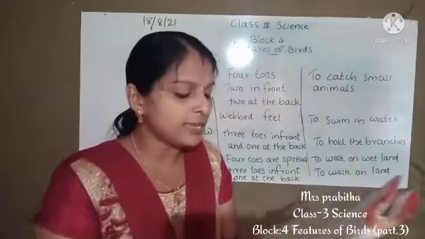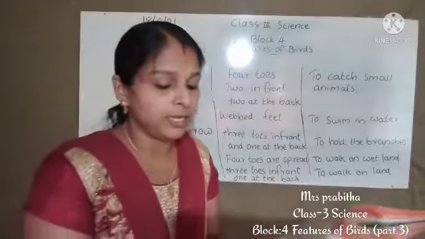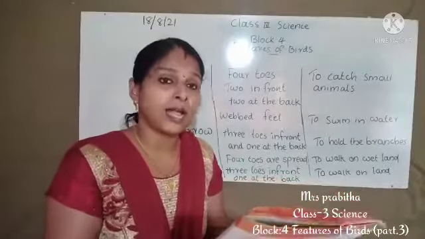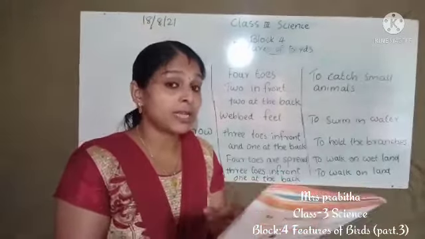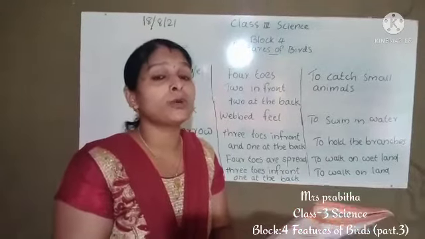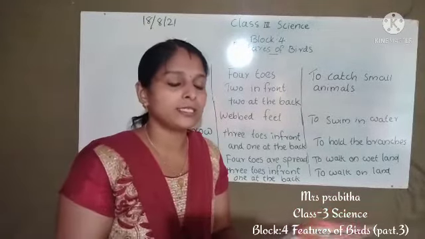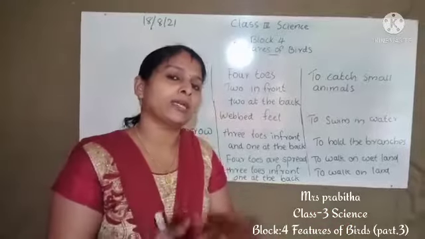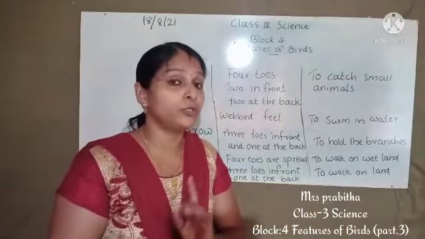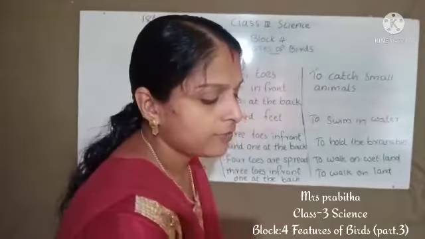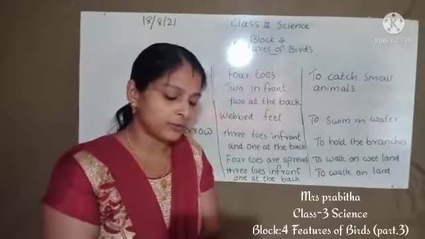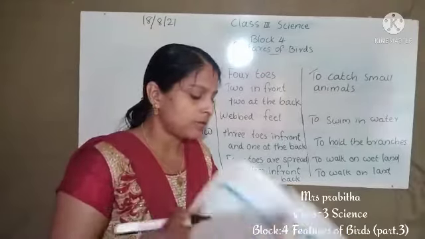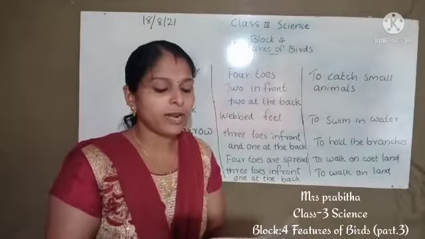Okay, so what is the answer? Yes, these birds eat flesh of other animals because it has sharp claws on their toes. Okay, this is the way you have to write the answer. Now everybody take your textbook. We have to do two practice questions. Which are the two practice questions we have to discuss? Yes, question number 4 and 5.